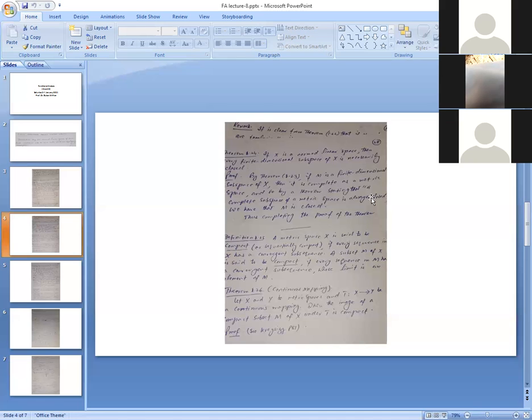Now we recall one theorem from metric spaces. You don't need to prove these results. We are recalling them simply to refresh your memory.